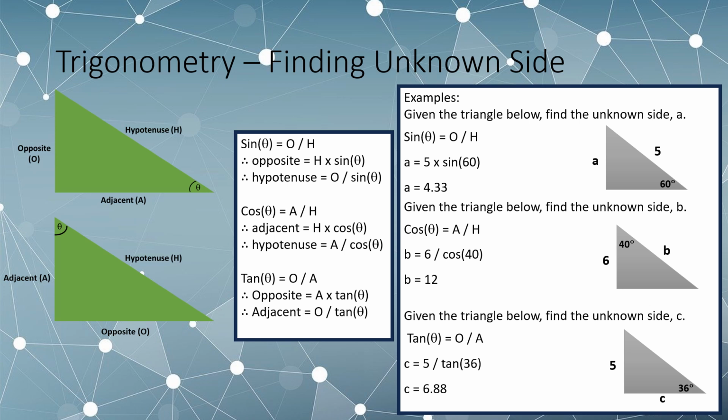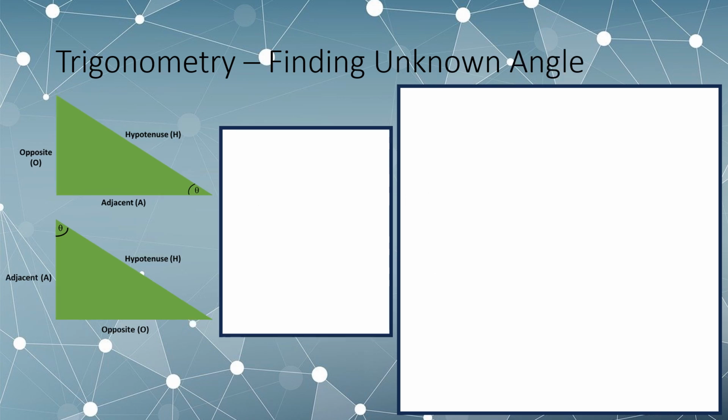Now, I know those three examples didn't include units, but please remember to include them where relevant. We will now look at finding the unknown angle within a triangle using these trigonometric ratios. Much like for finding an unknown side, finding an unknown angle is simply using an algebraic rearrangement.